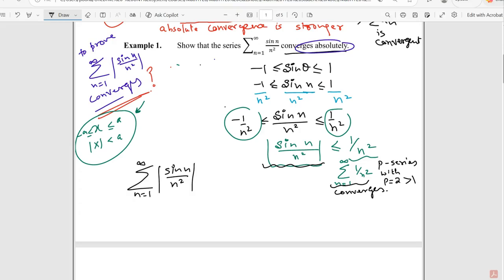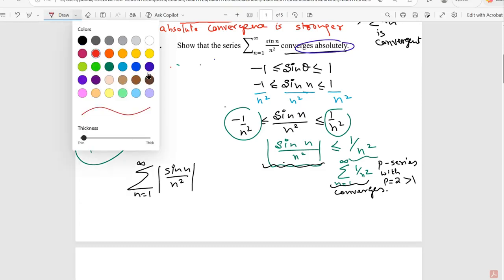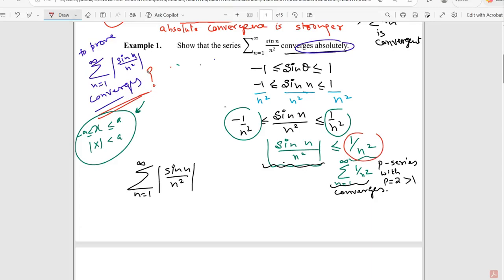Why? Because of the comparison test. Both of them are positive term series. The larger series, this is large, converges. Therefore, the smaller series, this one is small, has to converge too. So this converges using what? Comparison test.